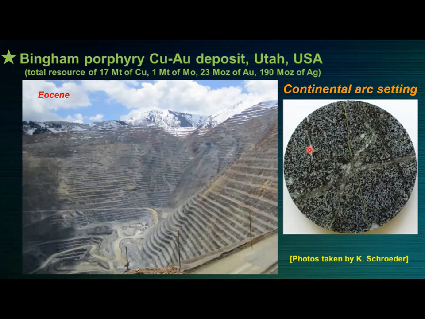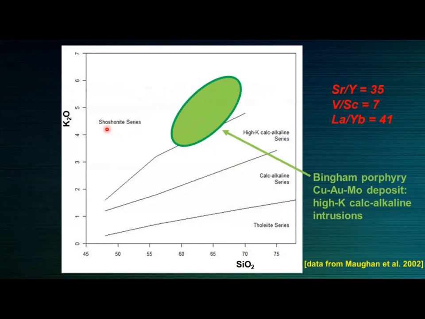And when you plot it up, it actually almost falls into the shoshonite field here. When you use the so-called Peccerillo and Taylor plot, just plotting the potassium against silica, they're super potassic. And in terms of fertility indicators, you can see the strontium-yttrium ratio is about 35 at Bingham, which is only half of the Chuquicamata or Radomiro Tomic and El Abra deposits, where we have to look for intrusions which have this ratio of about 70.